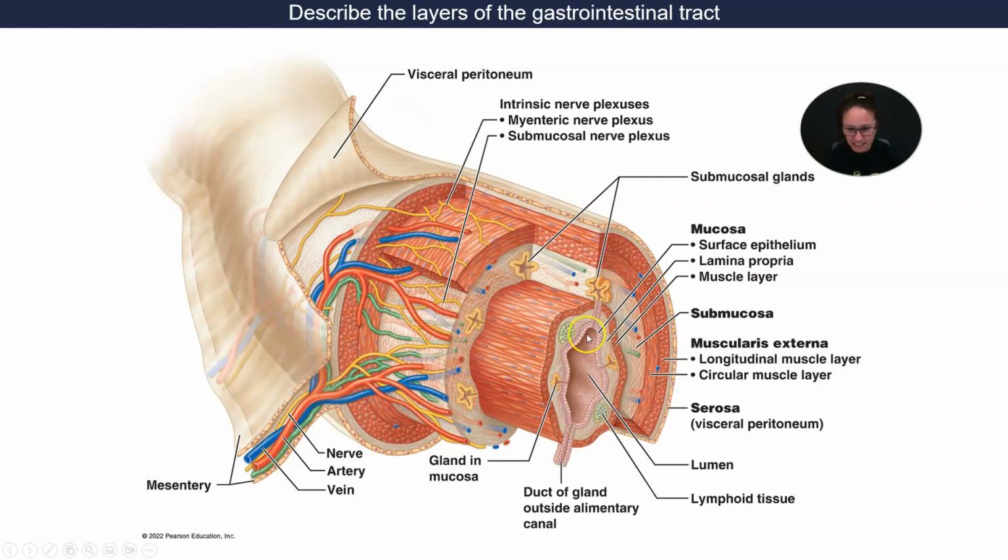And then as you can see here, you've got glands that feed into the lumen from this connective tissue layer. And there's also glands or things that are actually inserted into the gastrointestinal tract that come from elsewhere. Now, we're going to look at that a bit later on.